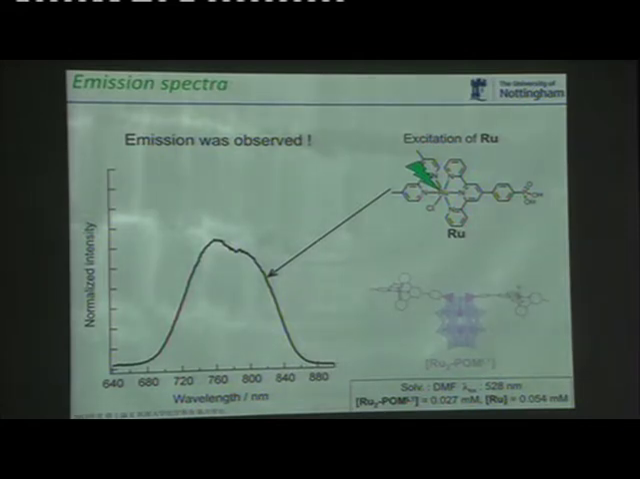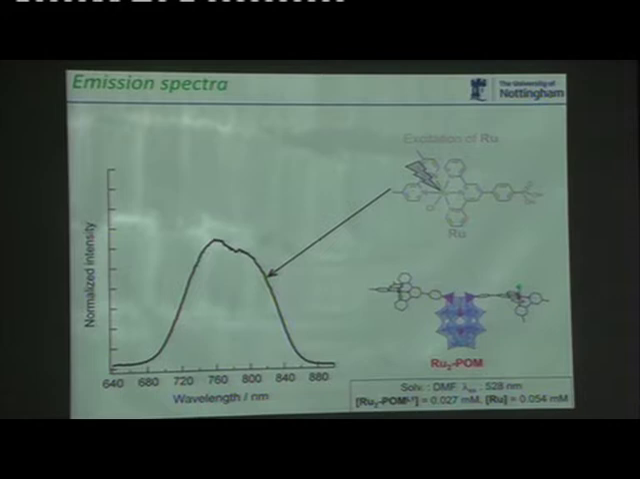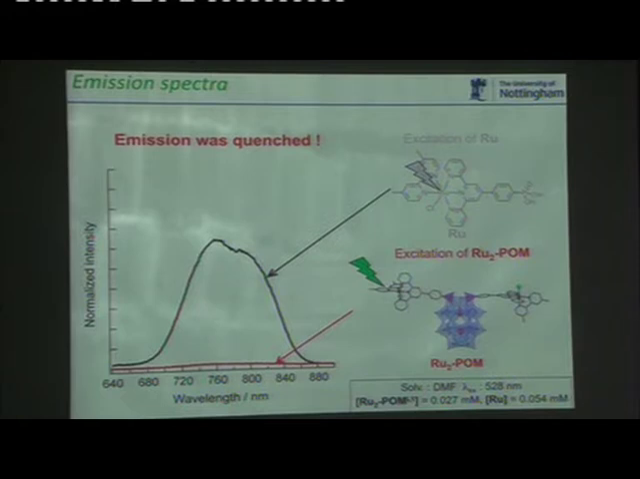The ruthenium control sample, just look at the complex on its own. If we irradiate the ruthenium, we excite the ruthenium, and we measure the emission, it comes in around about 760 nanometers. If we take the hybrid polyoxometalate, remember it's exactly the same ruthenium complex attached, in this case the emission is quenched. So here again, we're seeing this kind of interplay between the two units.